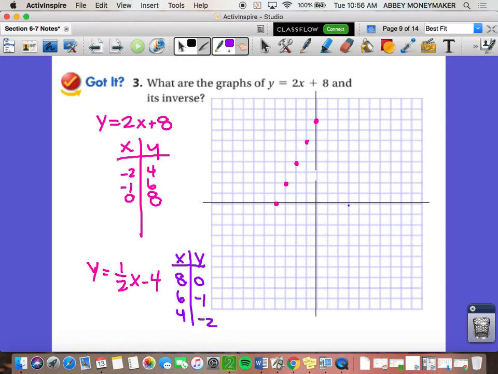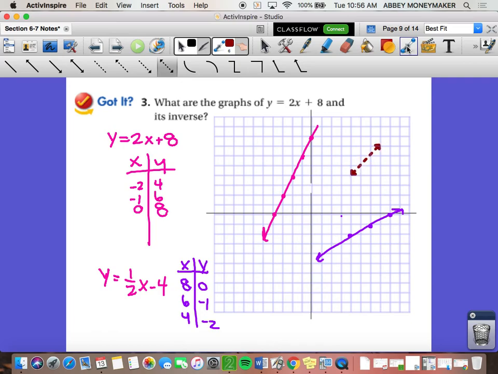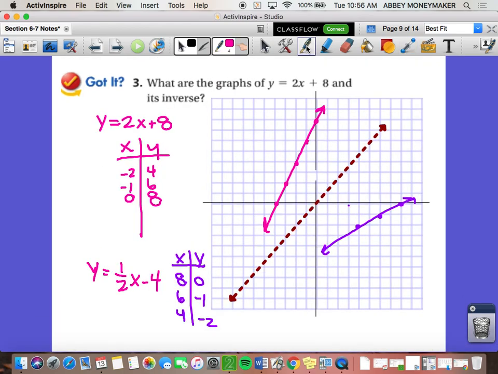So 1, 2, 3, 4, 5, 6, 7, 8, 0, 6, -1, and -2. And as we can see here, they are still reflections over that line y equals x. Yeah. All right. That is the end of part 1, talking about inverses. On the next part, we'll get a little bit more heavy with some Algebra 2 concepts and the application.